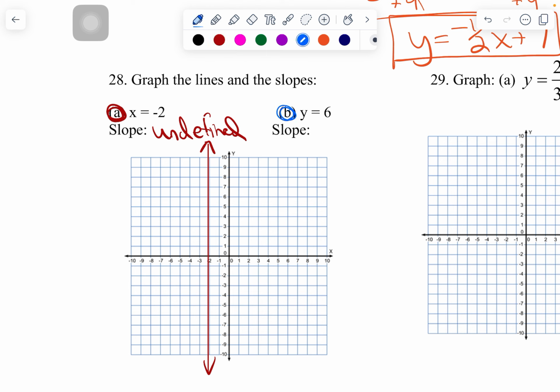All right, for the other one, I'll go ahead and use blue here. Y is equal to +6. So on the y-axis, 1, 2, 3, 4, 5, 6, I'm going to make myself a horizontal line that goes through the y-axis at 6. Horizontal lines have a slope of 0.